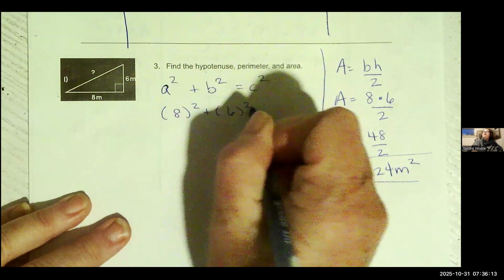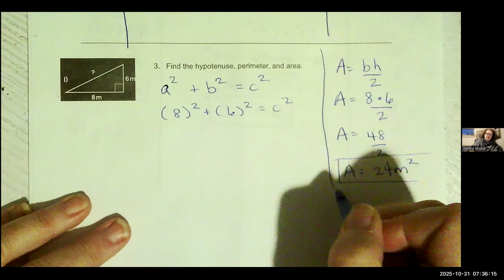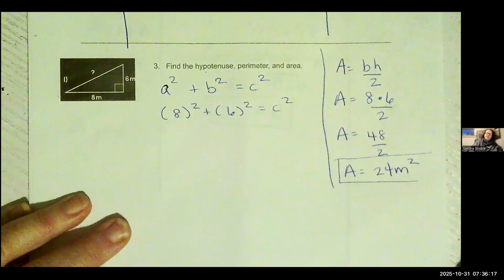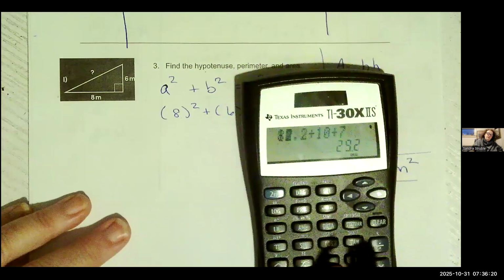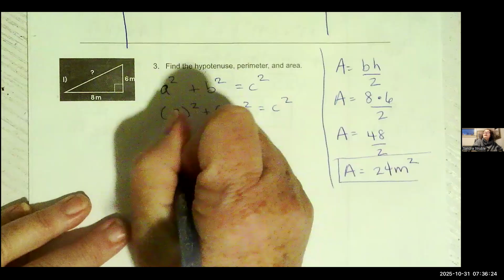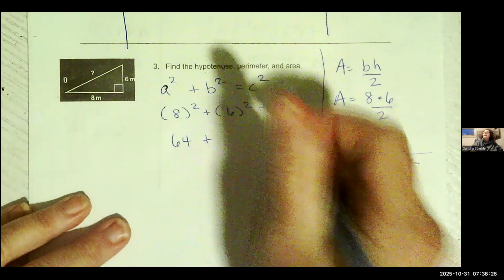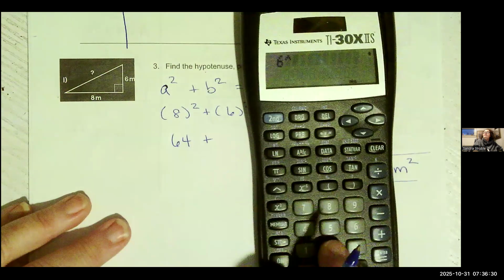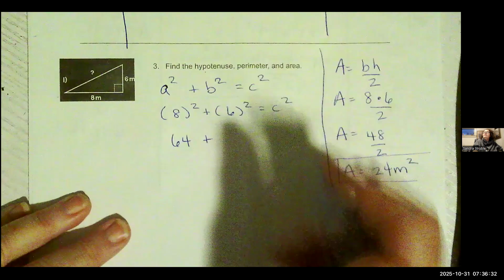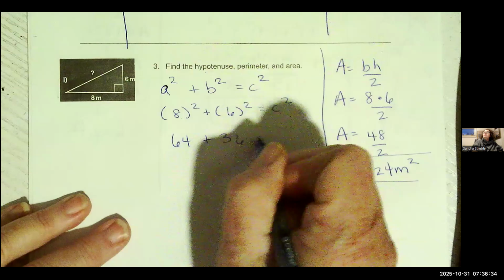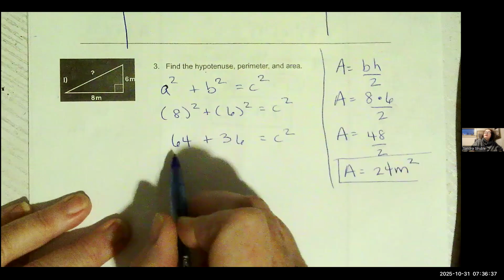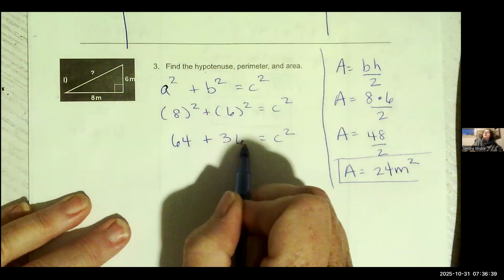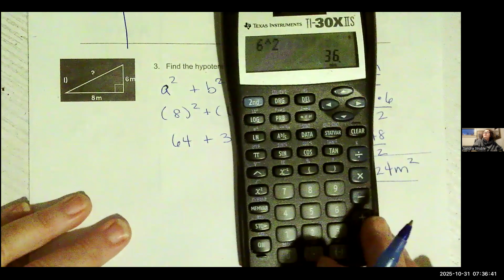Okay, 8 squared is 8 times 8, or 8 caret 2 equals 64. 6 squared is 6 times 6, or 6 caret 2 equals. Now you add the two numbers, 64 plus 36. Well, I've already got 36 in there, so plus 64 is 100.